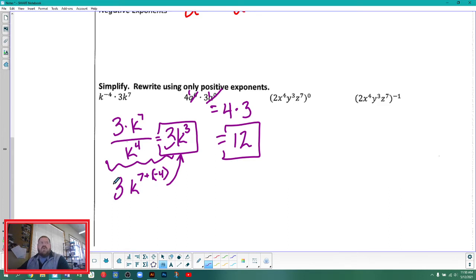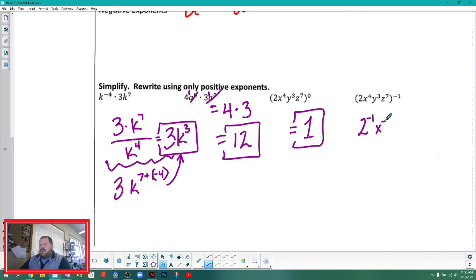When I raise this whole thing to the 0 power, that's going to mean all I'm left with is 1. That's all I have. On this one, the whole thing's being raised to the negative first power. Well, yes, this is like a power rule going on here where we would want to distribute all these. And I could say this is 2 to the negative first.